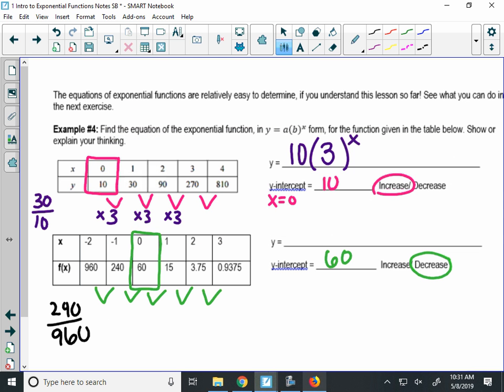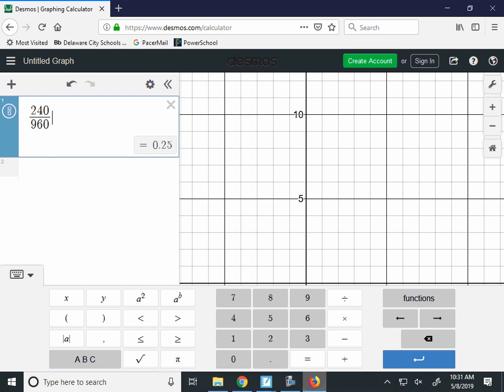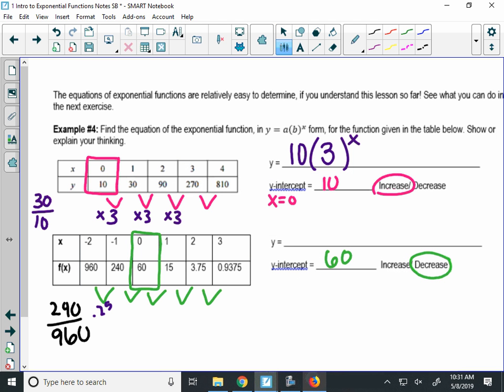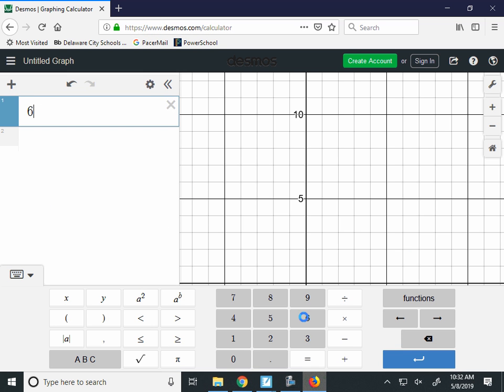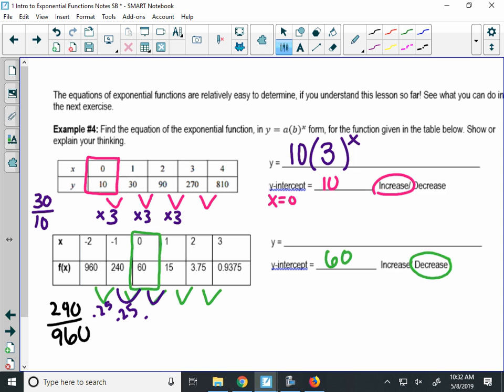Right? So let's see if this is 0.25. So let's verify. 240 times 0.25 gives me 60, and that would be the next number in the table. 240 times 0.25 is 60. 60 times 0.25 is 15, and that also is the next number in the table. So that's my growth rate, my b. So here my equation would be 60 times 0.25 to the x power.